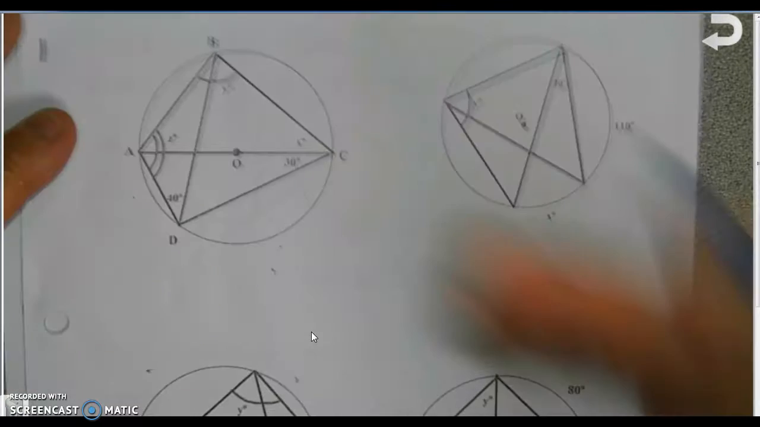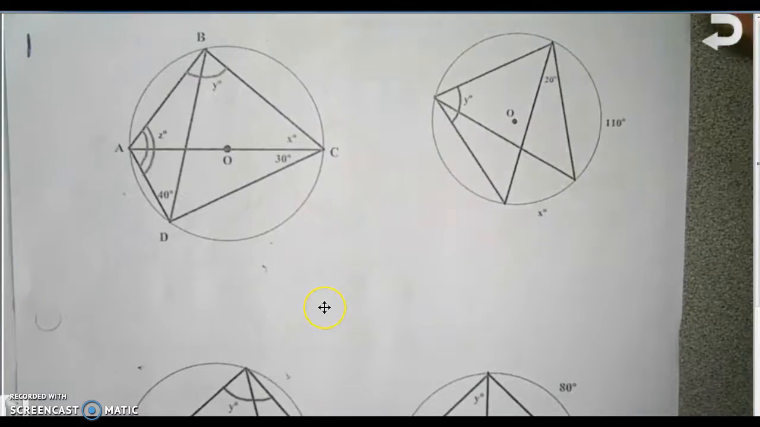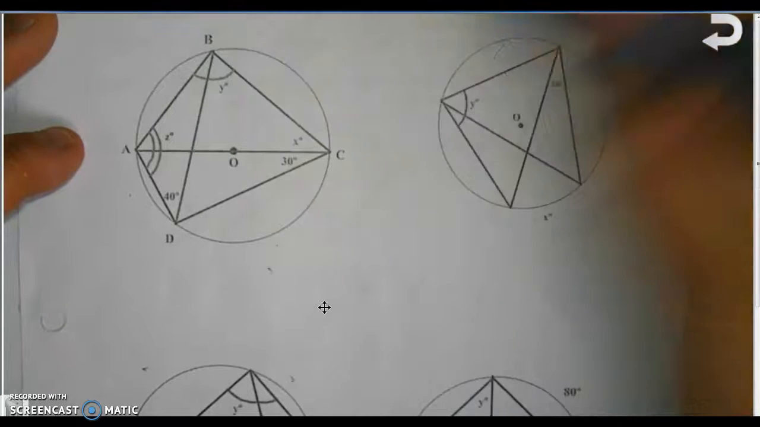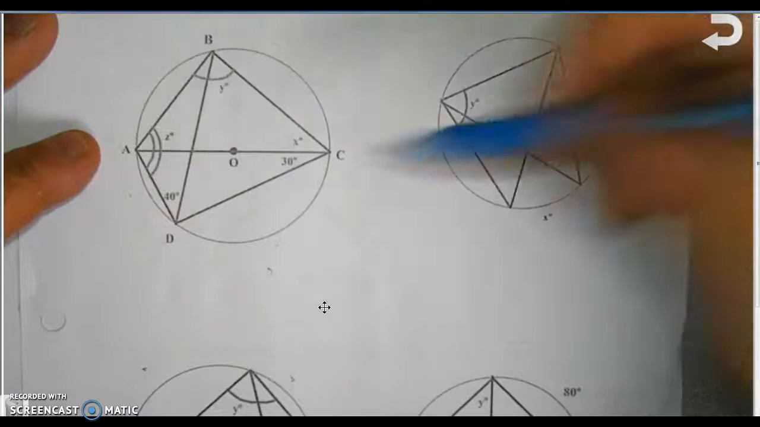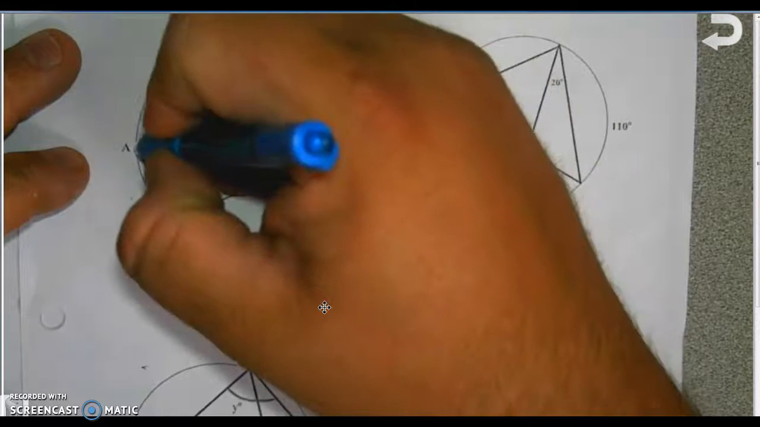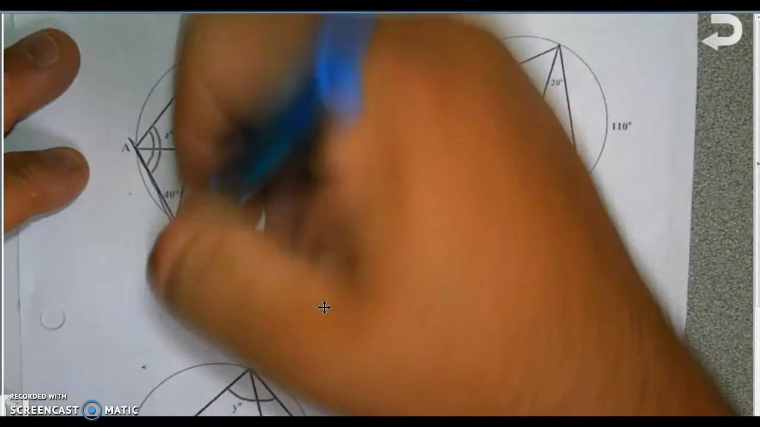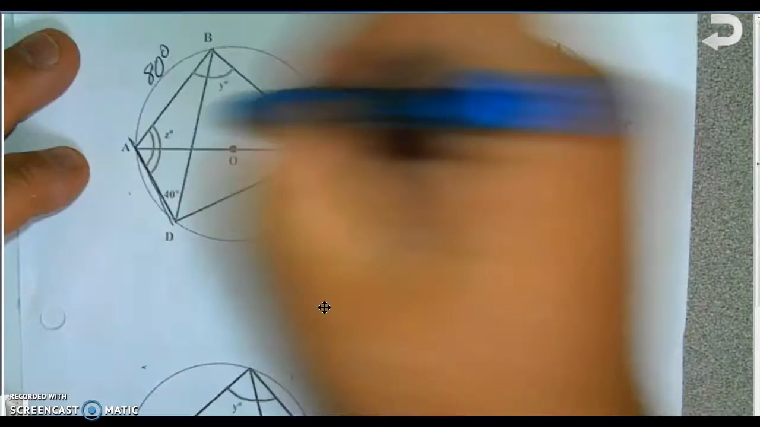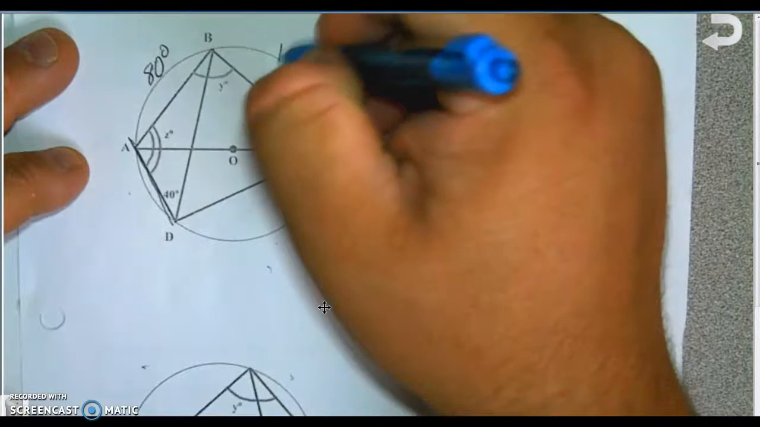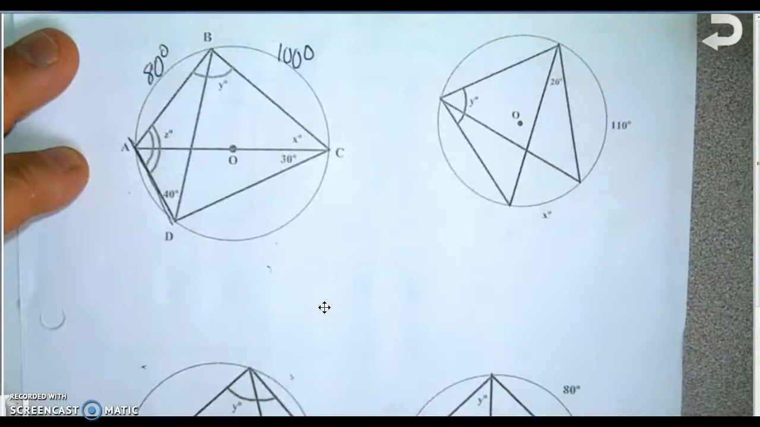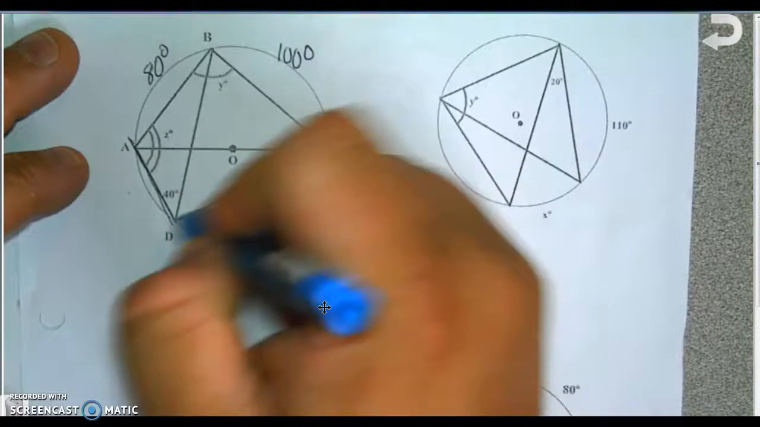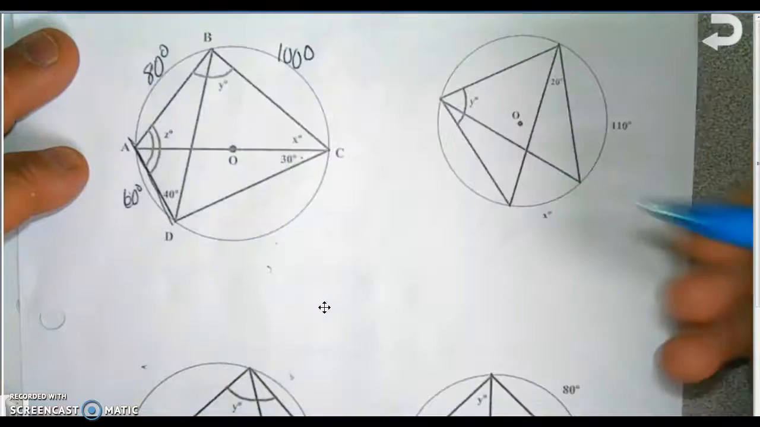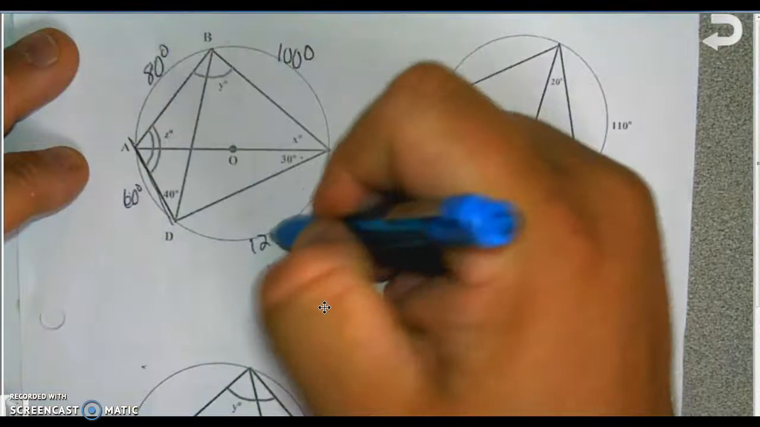But I'm going to go ahead and talk about each one individually, and we're going to try to go through this process. Now, for this problem right here, where I started is that ADB is 40 degrees. So this arc is 80 degrees. And since this is a diameter, this arc is 100. Then I went to angle DCA. This angle is 30, so this arc is 60. And so this arc is 120.